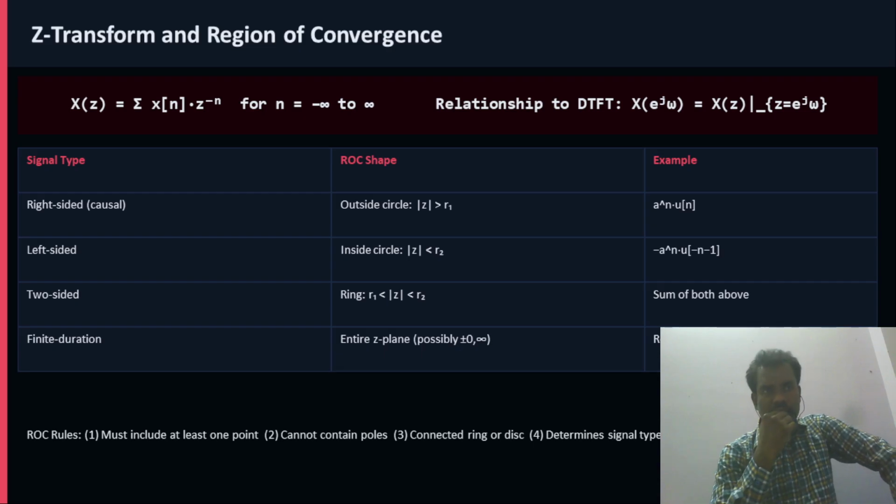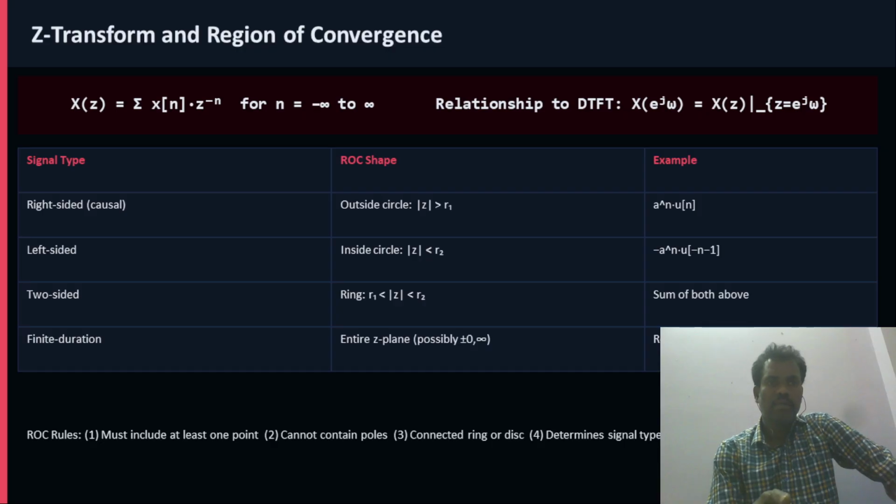The next one is the z transform and region of convergence. What is the z transform and its region of convergence? So the formula for the z transform is similar to all the transforms: the signal multiplied by the kernel.